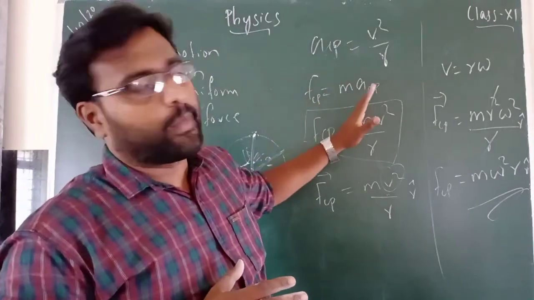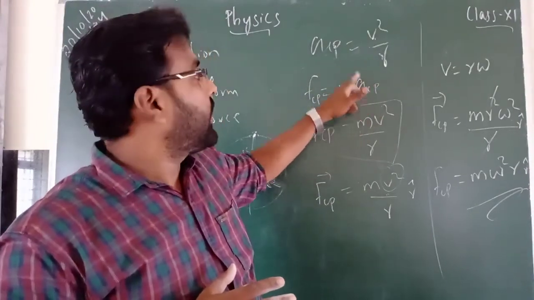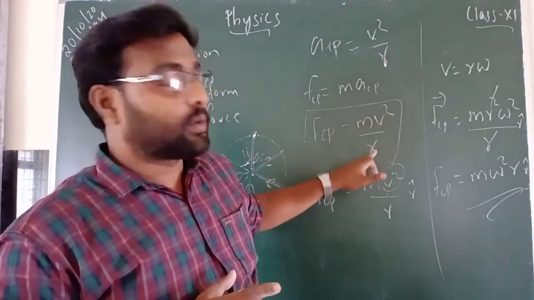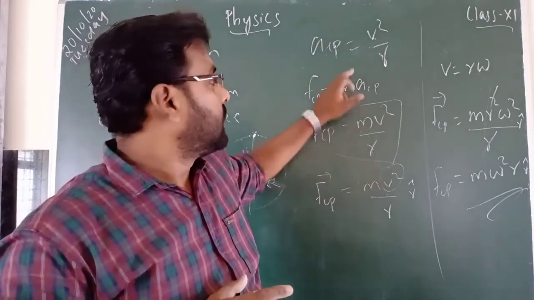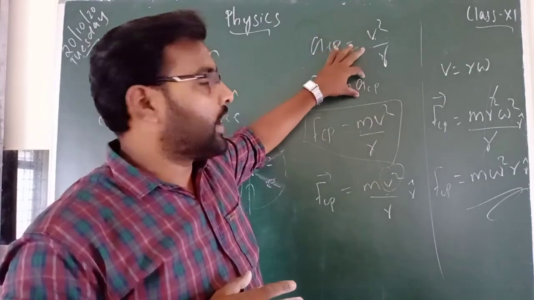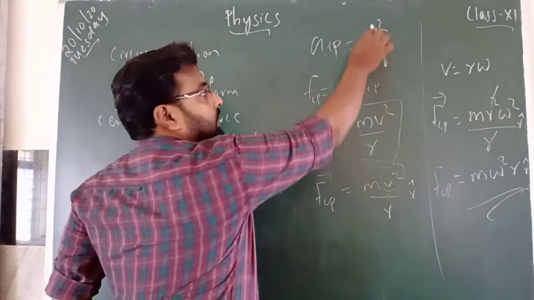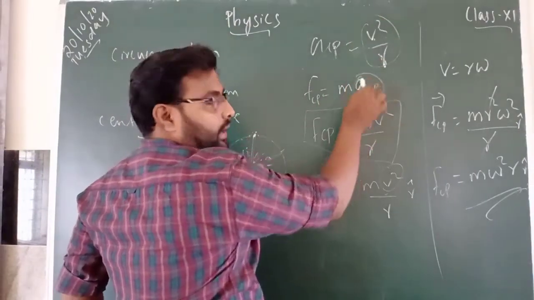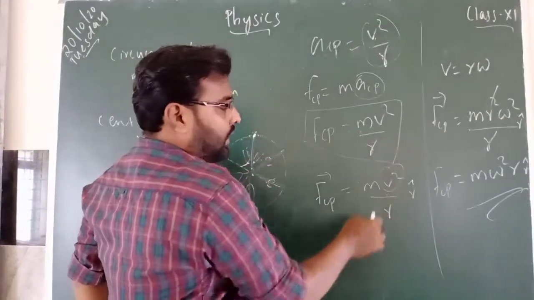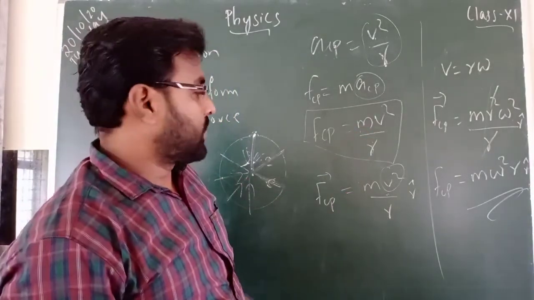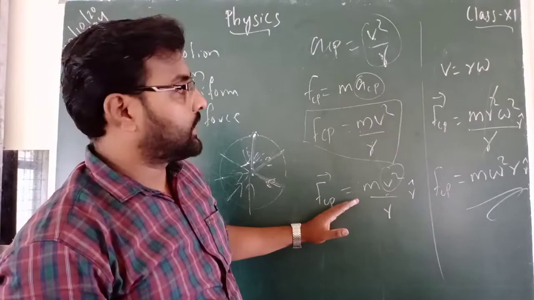F is equal to ma. So instead of a, you can put v square by r. So what we get is m v square by r. Substituting this v square by r in terms of acceleration, we get this equation. Now this equation we are writing in terms of vector notation.